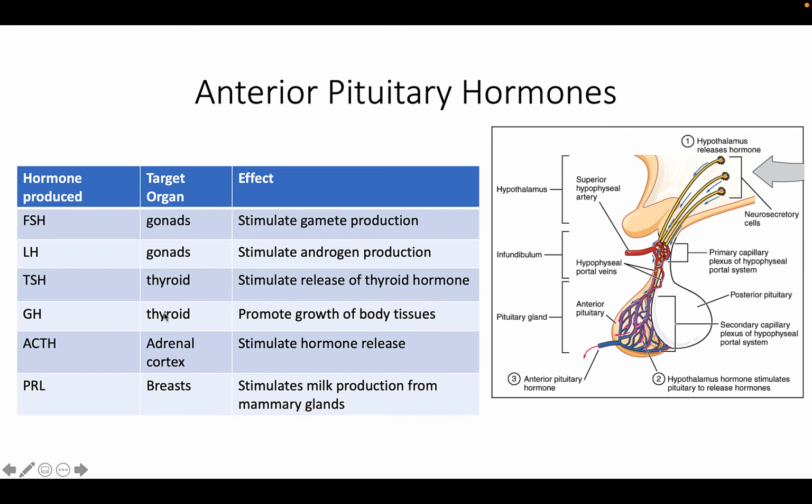Growth hormone goes on to stimulate growth. It will promote growth of body tissues, and so the thyroid isn't the only target of this growth hormone. A bunch of different areas in the body are targeted, with growth hormone stimulating growth of different tissues. Adrenocorticotropic hormone is going to stimulate the adrenal cortex, and this will stimulate hormone release from that cortex. And then prolactin goes on to stimulate the breasts to produce milk in the mammary glands. And so those are the anterior pituitary hormones.